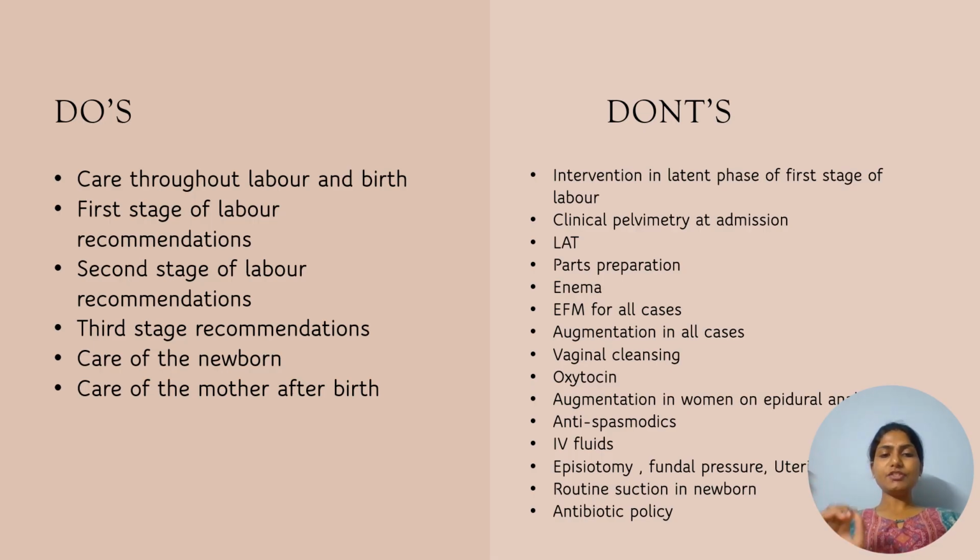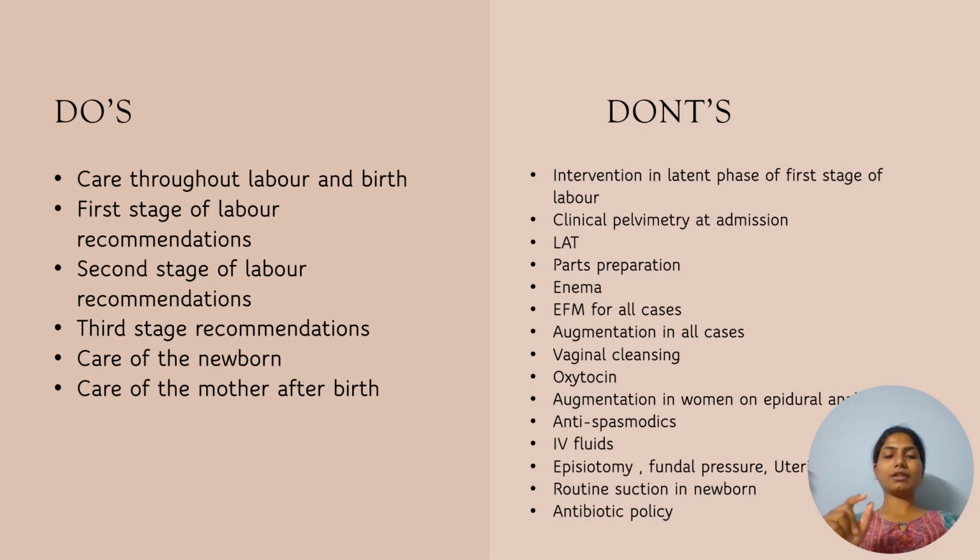So in third stage, only two things are recommended. One is routine use of uterotonic, that is 10 international units of oxytocin should be given to the maternal buttock intramuscularly after the delivery of the baby within 1 minute. So this is called as active management of third stage of labor by giving a uterotonic. The second thing is delayed cord clamping.